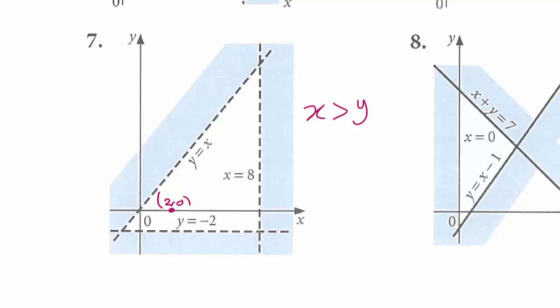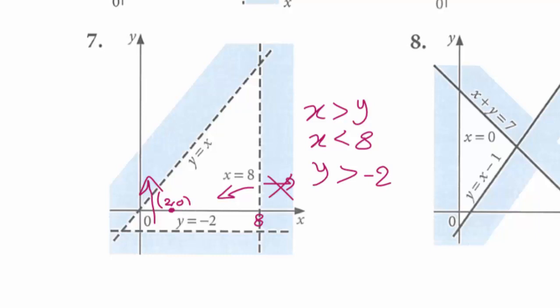For this one, x is equal to 8. So on this side, all the numbers are less than 8. And on this line, it's 8. On this side, numbers are greater than 8. We don't need the shaded region. So x is less than 8. No equal because it's dashed line. And this one, y is negative 2. If we go up, numbers are getting bigger than negative 2. So y is greater than negative 2.